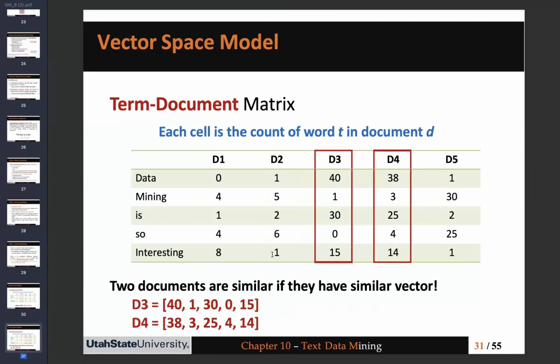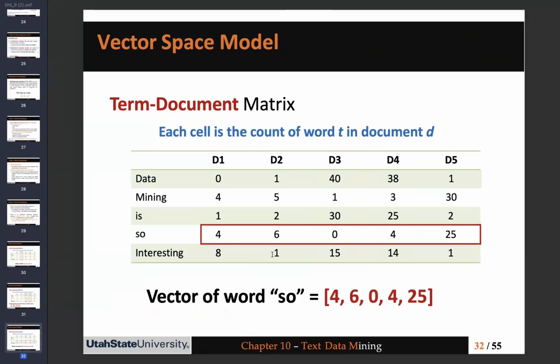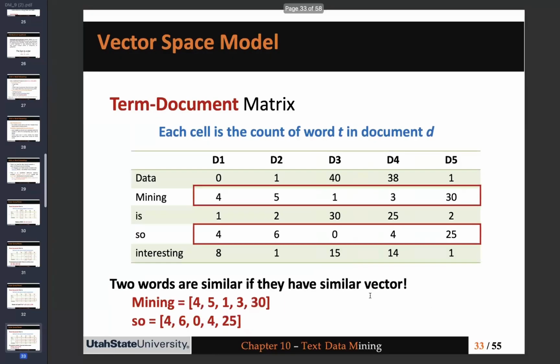It's interesting because I'm able to find the documents that are mostly similar. I can also find the words that are highly similar just by the fact that they happen in the same documents. If they happen in the same documents, then most probably they have a high tendency to be in documents that have the same theme, and therefore they are highly related in general. Okay, so the vector of the word so in this term document matrix is as follows: 4, 6, 0, 4, 25. And that's the word embedding of the word so here.